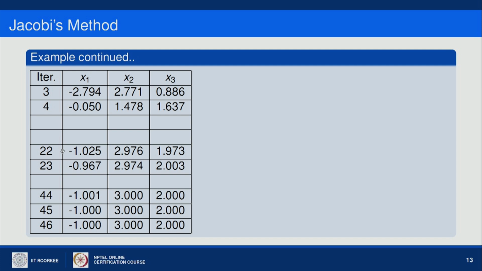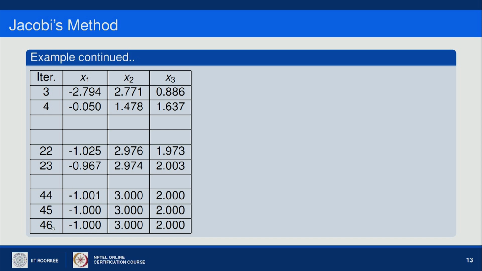Going in the same manner, in the 22nd iteration it is coming out as x1 equals minus 1.025, x2 equals 2.976, and x3 equals 1.973, and then in the next iterations the values can be seen like this. After the 43rd iteration, in the 44th iteration, I am getting the value x1 as minus 1.001, x2 as 3 and x3 as 2. In the 45th iteration I am getting minus 1, 3 and 2.